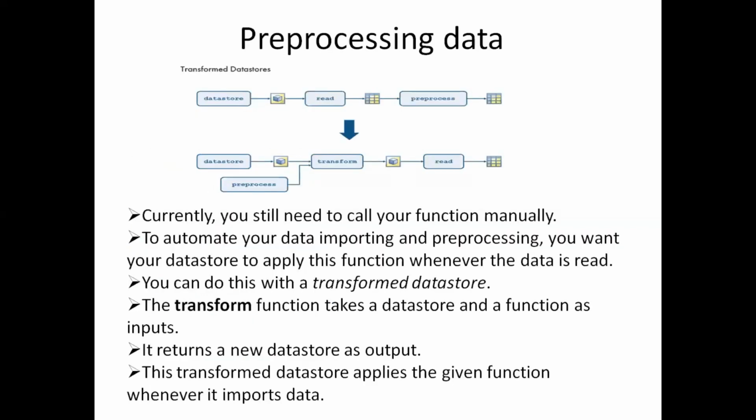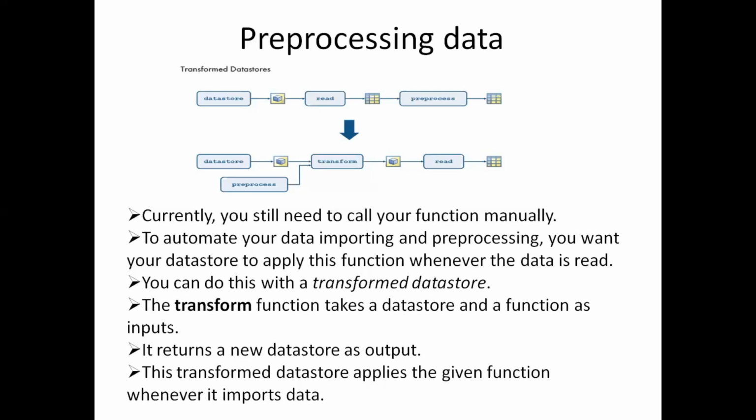Now, in the previous case, even though we have written a function to do the pre-processing, you still need to call the function manually. Whenever you want to perform the pre-processing step, you need to call the scale function. If you want to automate this data importing and pre-processing, we will use a different function called the transform function, and we will import a transformed data store. Let us see how to do this.